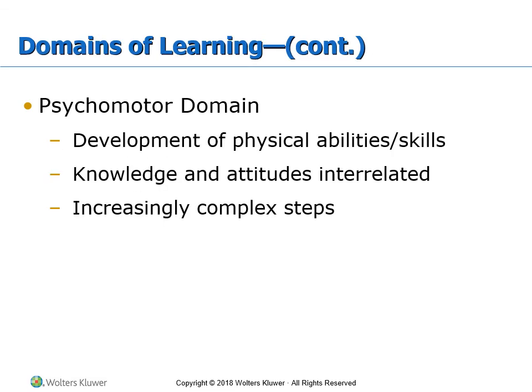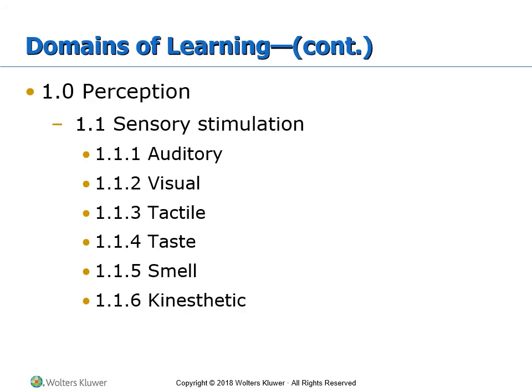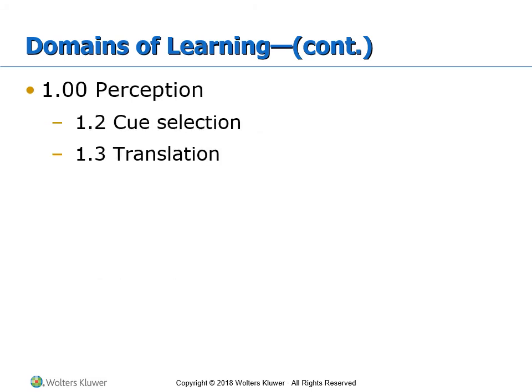Then we have the psychomotor domain. And so here again, remember this is physical abilities and skills. And again, knowing that knowledge and attitudes are interrelated. And similar to the previous domains, it increases in complexity. So we have perception, and this includes sensory stimulation, such as auditory, visual, tactile, taste, smell, and kinesthetic. We also have cue selection and translation. And so as the text identifies, this is also the recognition, or the perception, that someone needs to learn a specific skill.